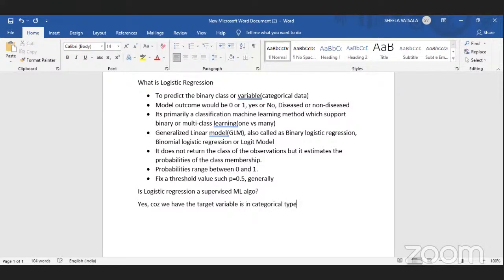All right. So if we want to call a machine learning method supervised machine learning, then we need to have an output value, which is a categorical variable in logistic regression. Okay. Next.